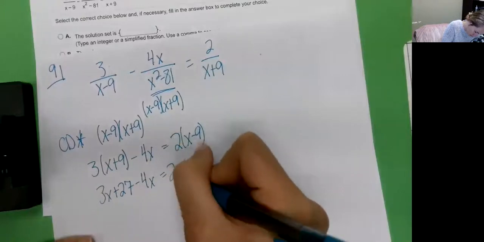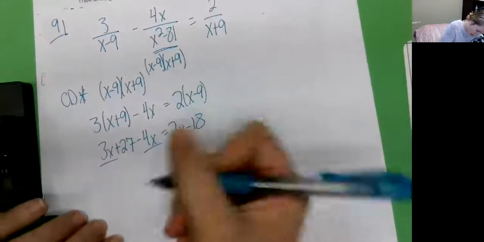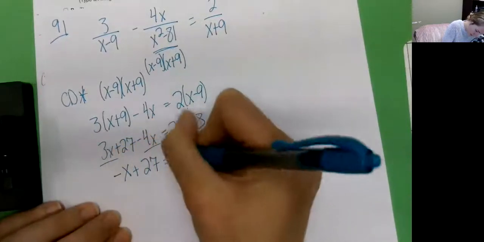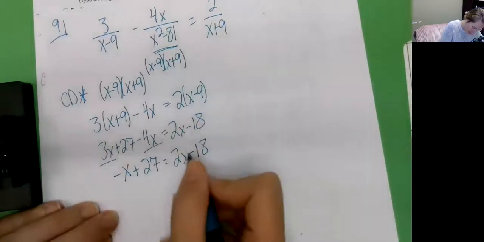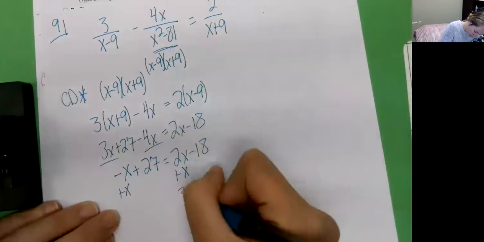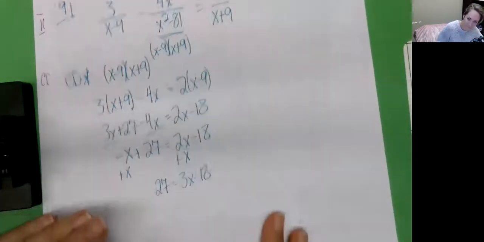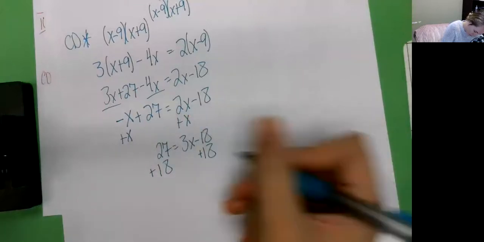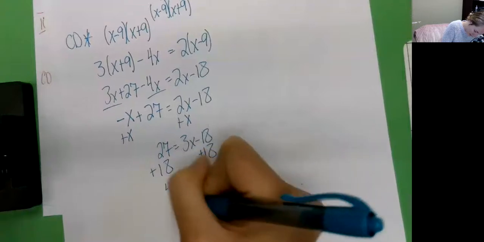4x equals 2x subtract 18. Combine like terms. So right here we'd have negative x plus 27 equals 2x subtract 18. I'm going to move this negative x over so I don't have a negative x value. So I have 3x subtract 18 equals 27. And then I'm going to add my 18 to get 45 equals 3x, divided by 3.